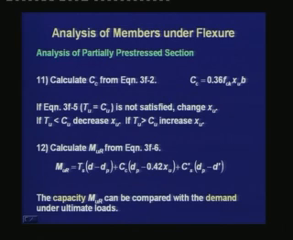Next, we are checking the equilibrium equation. Before that, we are also calculating the compression in the concrete Cc from equation 3f2. Cc is equal to 0.36 FCK XU times P. Now, when we are checking the equilibrium equation Tu is equal to Cu, if this equation is not satisfied, then we need to change Xu, our assumed value. If Tu is less than Cu, decrease Xu. If Tu is greater than Cu, then increase Xu.